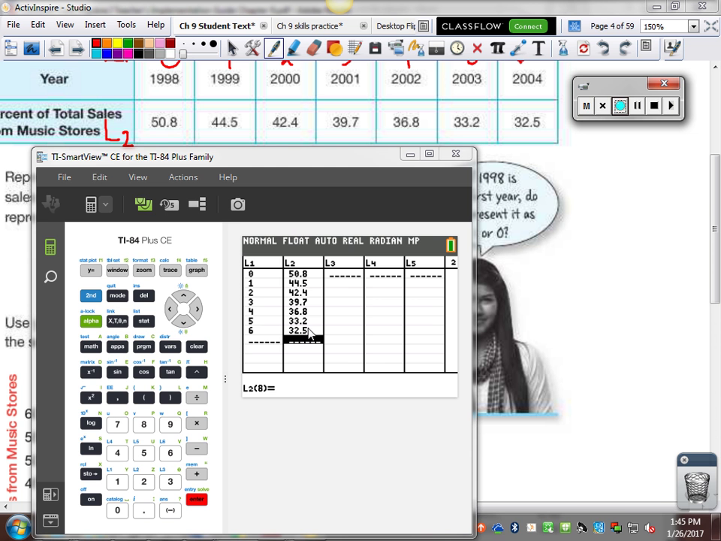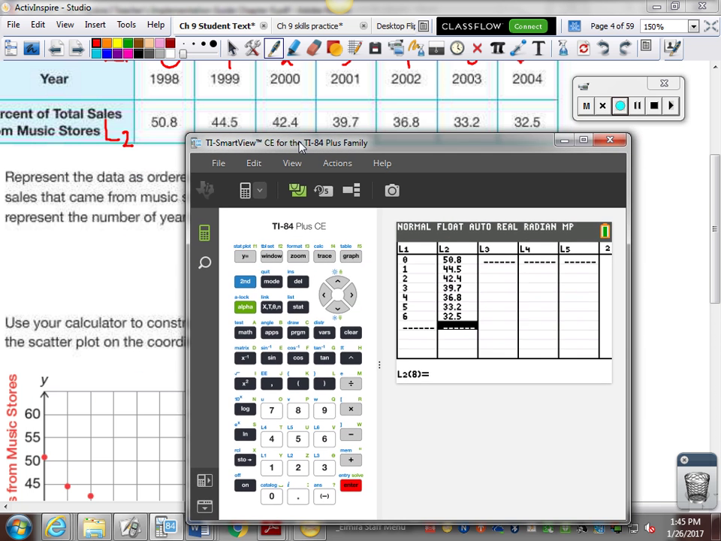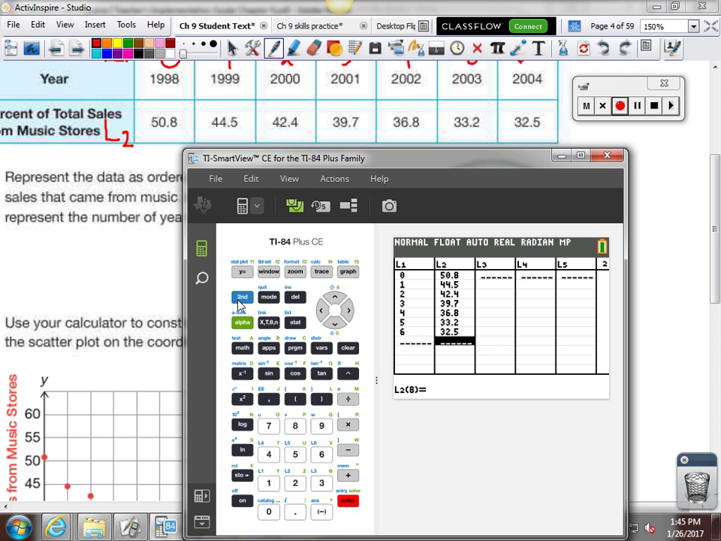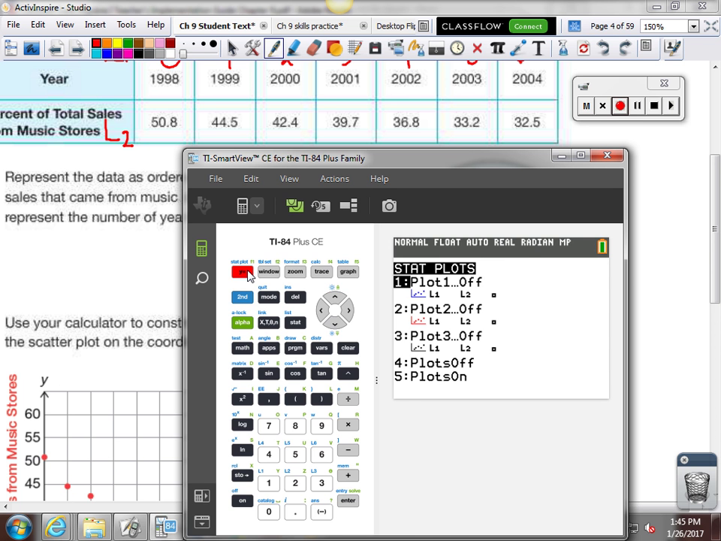So here's our data entered into L1 and L2. I'm going to show you how we can look at the stat plot. In other words, we made our own copy by hand of the scatter plot, but you can also do it on the calculator. Okay, the default is your stat plots are off. So second, stat plot will bring up this menu. See how they all say off.